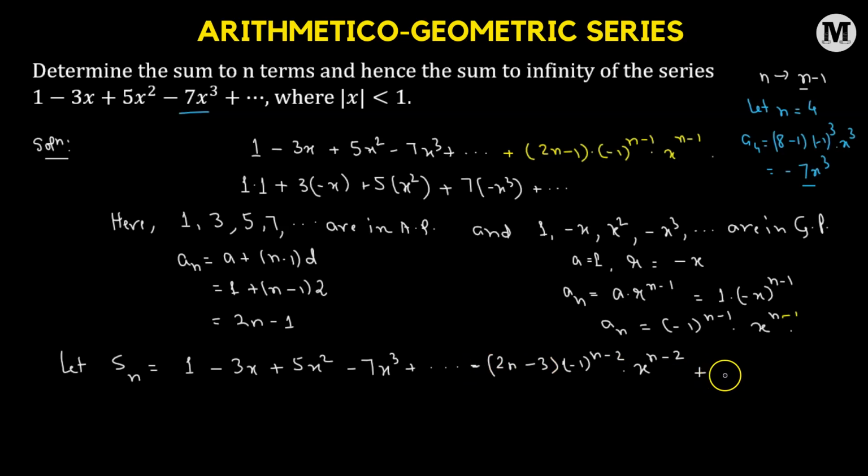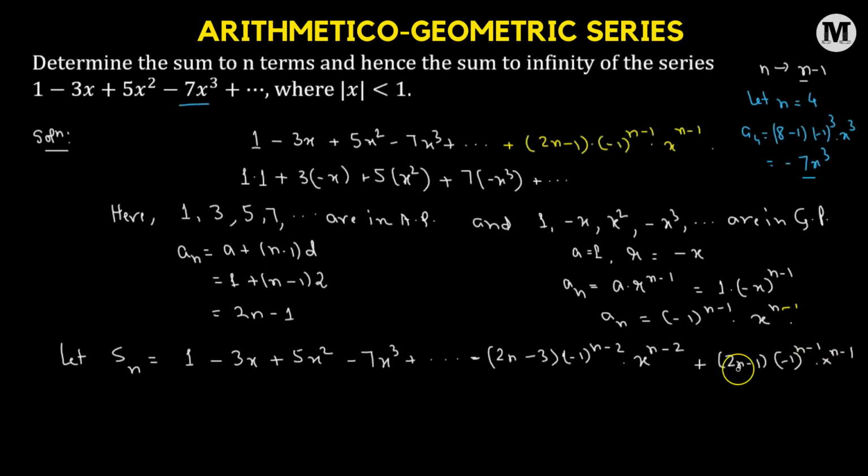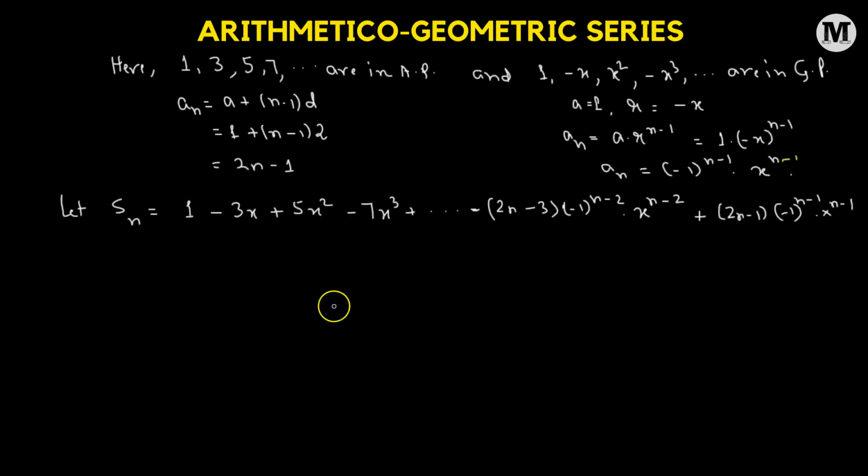So let's write down the last term. That's 2n minus 1 multiplied to negative 1 raised to the power of n minus 1 times x raised to the power of n minus 1. Okay, so now that we have defined Sn, we'll consider the common ratio of the geometric progression. We found out that the common ratio is given by negative x, so we'll take this common ratio and multiply it to each and every term of Sn.